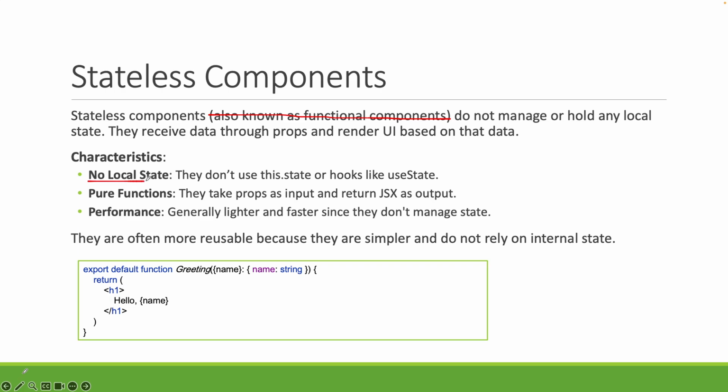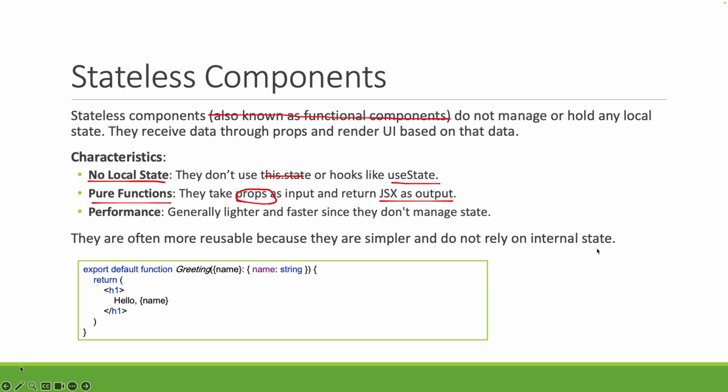So first, no local state. Don't see any useState. This one is a class component. This one uses useState in the function. It's a pure function. They take props as input and return JSX as output. This means whenever you give me the same props, I will always return the same JSX as output. Same input, same output. Generally, it's lighter and faster because they don't maintain state, and they are often more reusable because they are simpler and do not rely on the initial state.